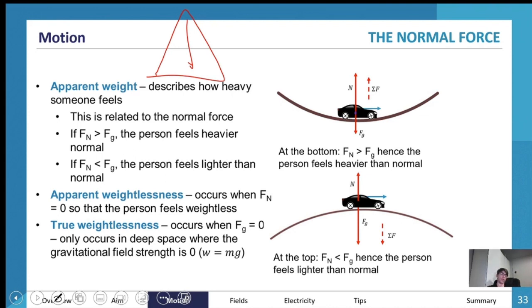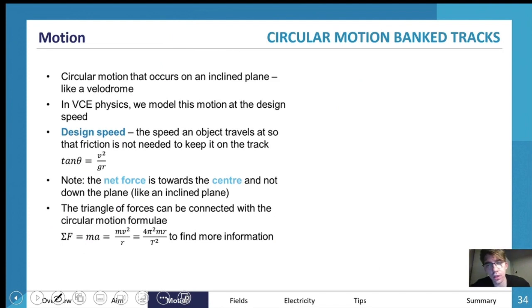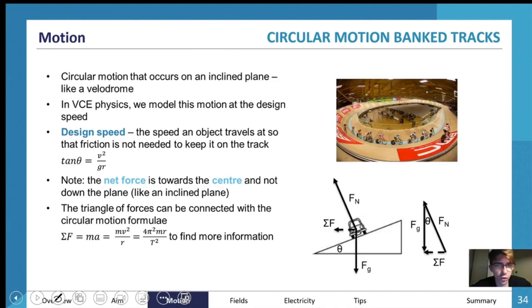So why is there such differentiation between the two? Well, our conception of weight is actually the normal force that comes from the ground. So if that is equal to 0, we feel like we have no weight, but that's not the case. True weightlessness only occurs in deep space. And this is banked tracks. This is what I was talking about before. A banked track is a little bit different from an inclined plane.